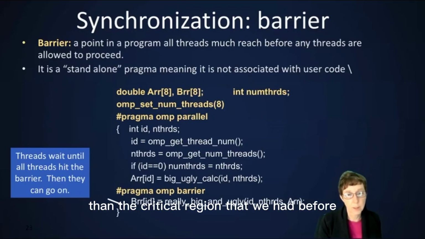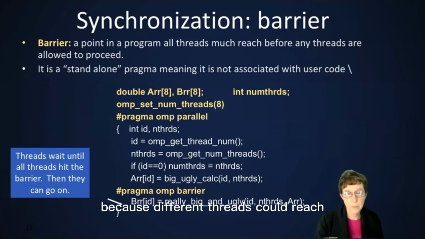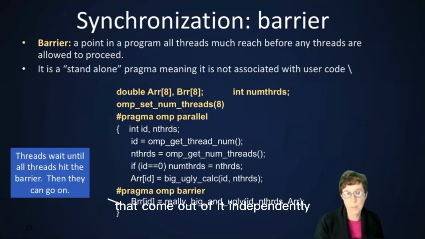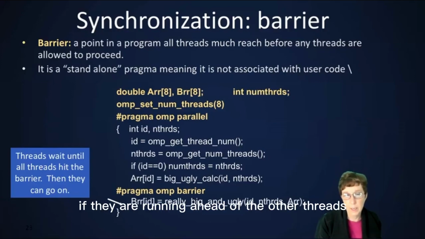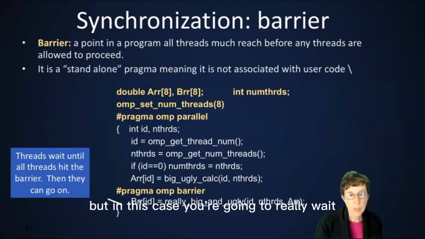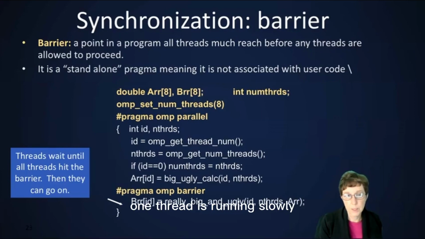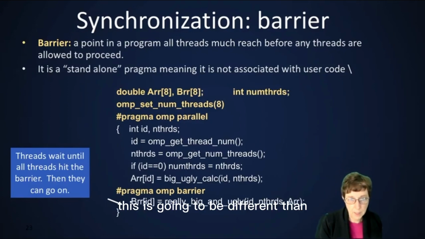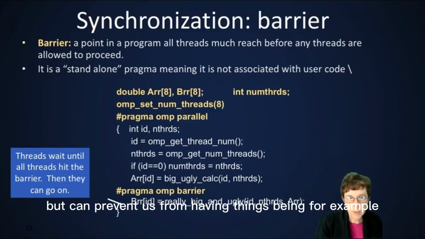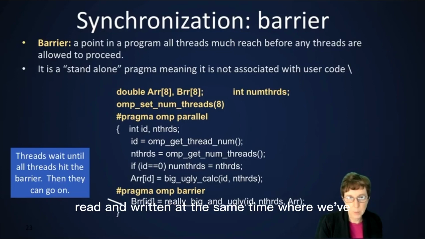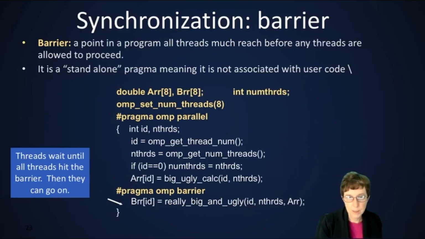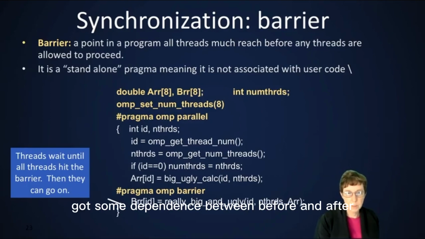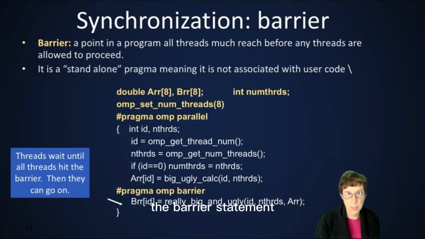This is different than the critical region that we had before, because different threads could go into that critical region and come out of it independently if they were running ahead of the other threads. But in this case, you're going to really wait. If one thread is running slowly, all of the threads are going to sit here and wait at this OpenMP barrier. This can prevent us from having things being, for example, read and written at the same time, where we've got some dependence before and after the barrier statement.